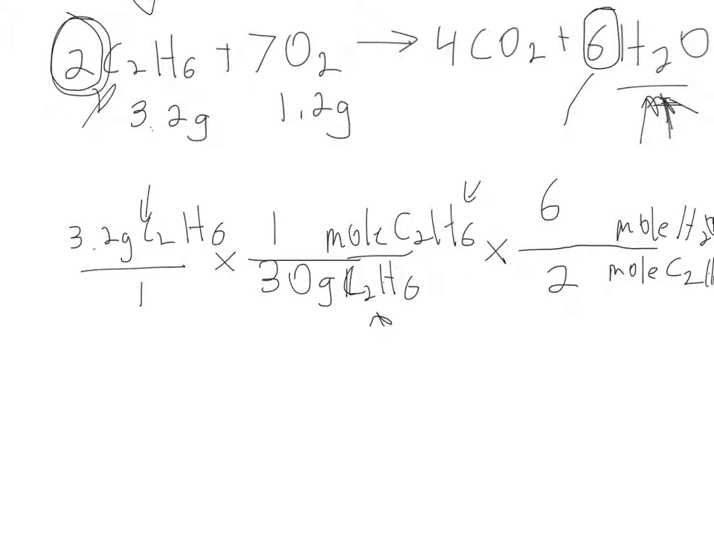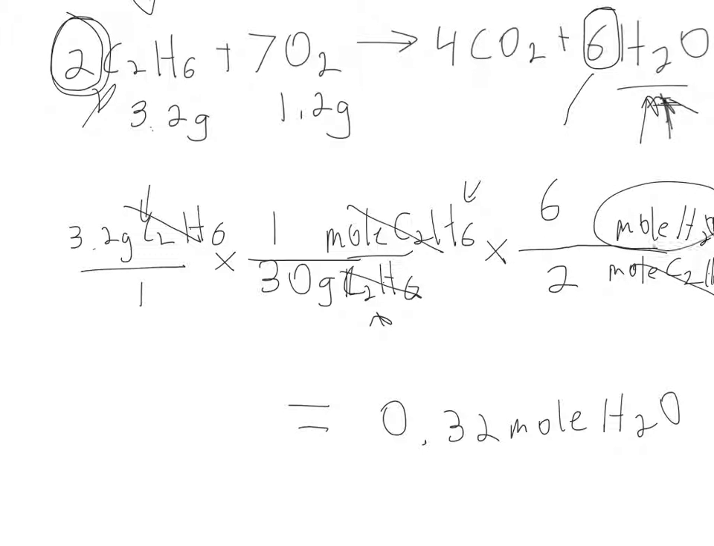I can now solve this problem. I can multiply all the numerators, multiply all the denominators, and then divide. And when I do so, I get an answer of 0.32, and the units will be in moles of water. I know that because my dimensional analysis cancels my grams of C2H6 and my moles of C2H6, and I'm left with moles of water. So that's using the C2H6. I then do the exact same thing for the oxygen using its values.